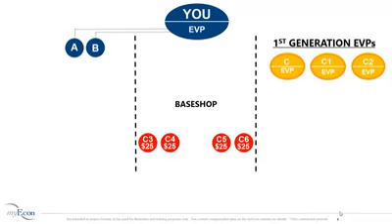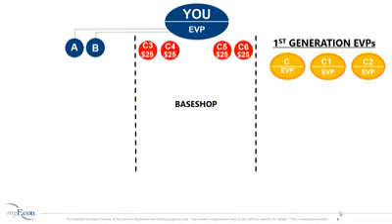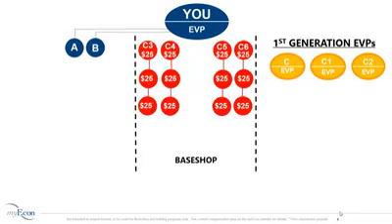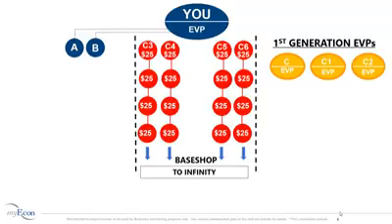You also earn $25 each for C3, C4, C5, and C6 for a total of $100. In order for C3, C4, C5, and C6 to leave your base shop, they will be required to sponsor 2 marketing directors each. If they do not sponsor 2 marketing directors, they remain in your base shop until they do. This process repeats itself to infinity.